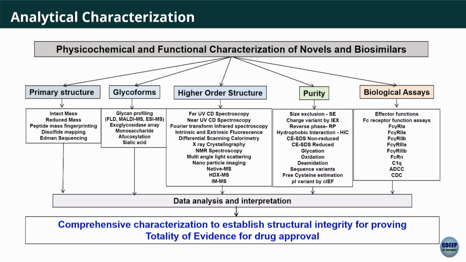Then you do higher order structure, which Ashutosh's group does, and you'll see NMR is one of the things. But there are many, many different ways to look at higher order structure. Then you look for purity, and there are two kinds of impurities that you have. One is some impurity that might be present in the product, which could be part of the material that you've not purified, and the other could be variants of the protein.